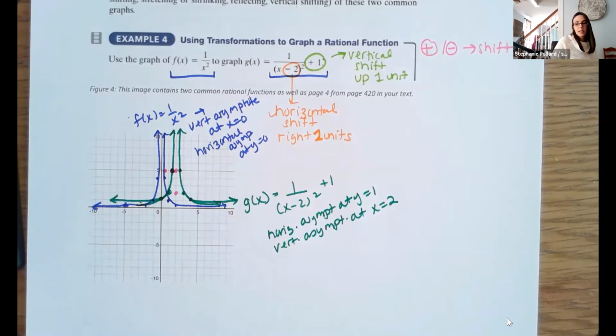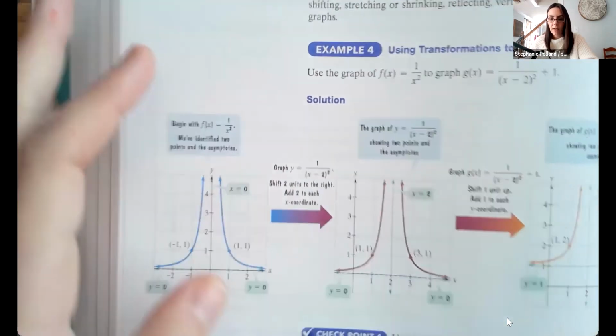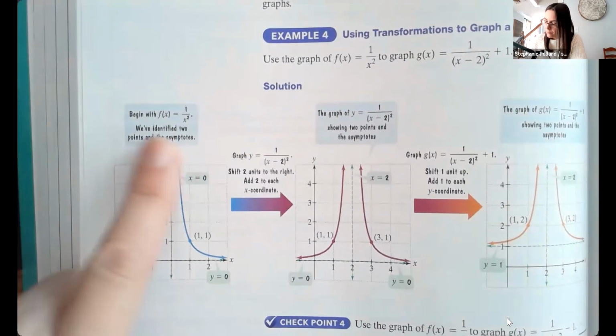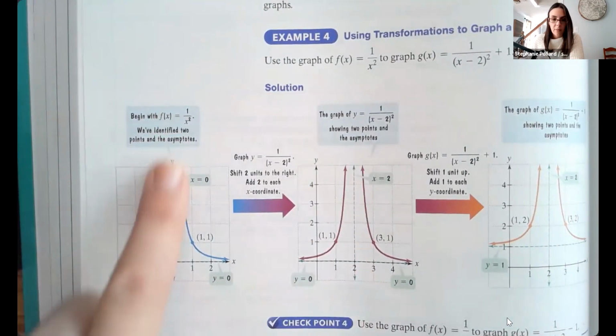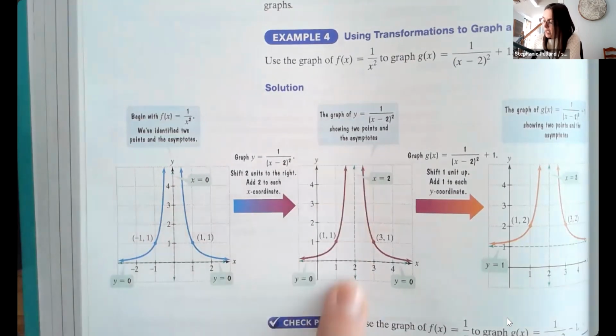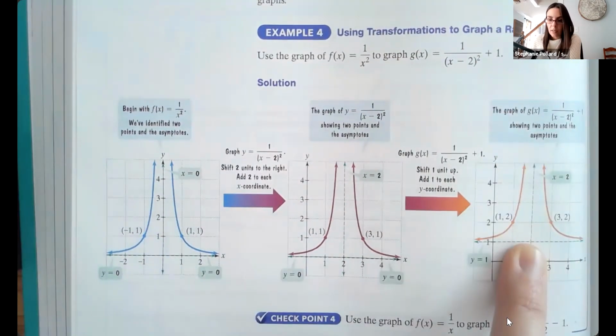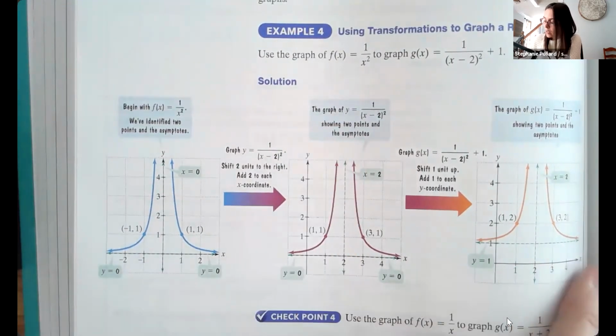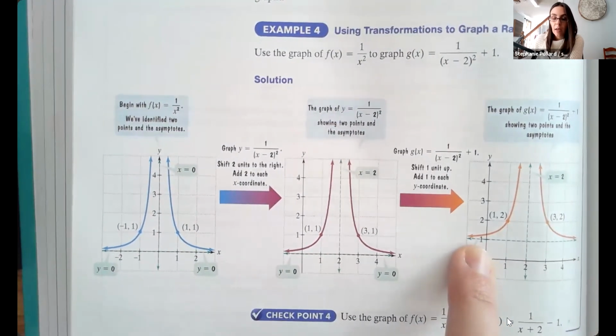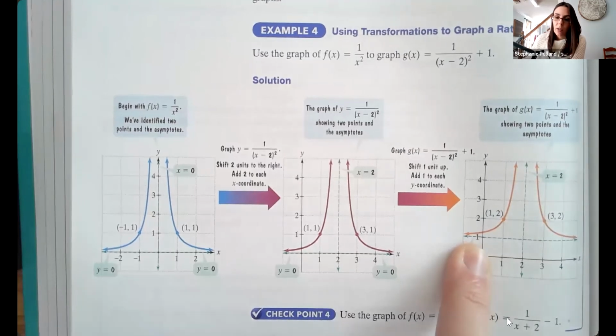And I'll show you the picture in your book because, like I said, it's a lot better than my drawing. And they do it in 3 different phases here. So they start with the original. Then they applied the horizontal shift first. So you can see that vertical asymptote went from 0 over to 2. And then they moved the graph up 1 unit. So your vertical asymptote is at 2, and now your horizontal asymptote bumps up to 1. So they also follow suit when you take on shifts.